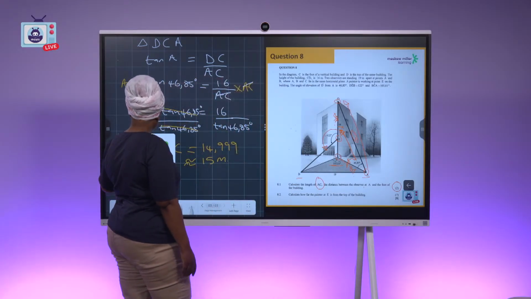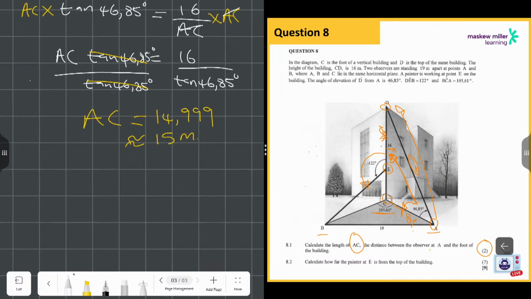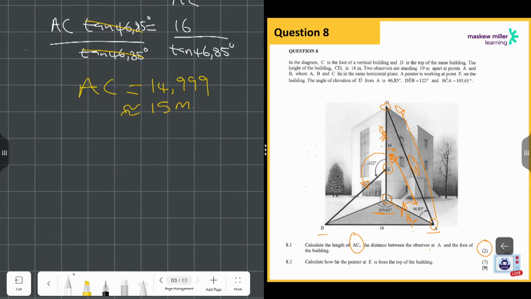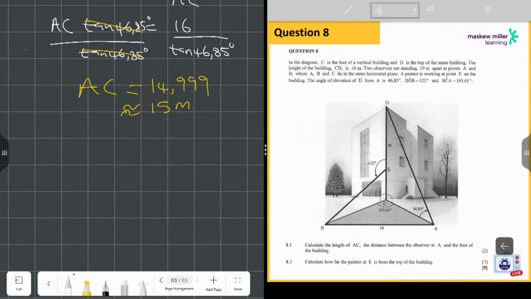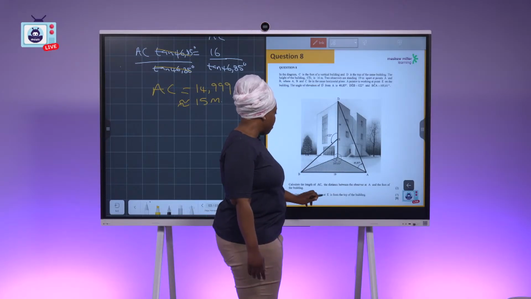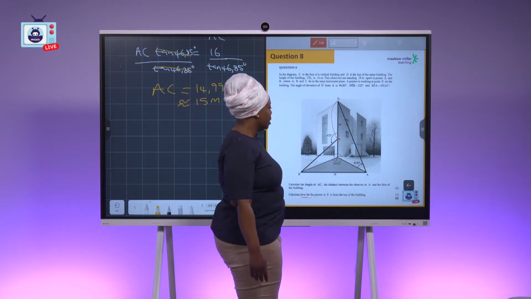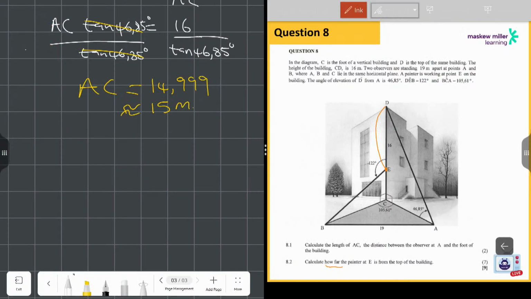Then we go to the next one. They said, calculate how far the painter at E is from the top of the building. So let's do this so that we can see properly. We are looking at something else now. They want to know how far, which is the distance, right? So how far the painter at E, which is here, is from the top of the building. So practically we are looking at ED, right? So that is what we are looking for.